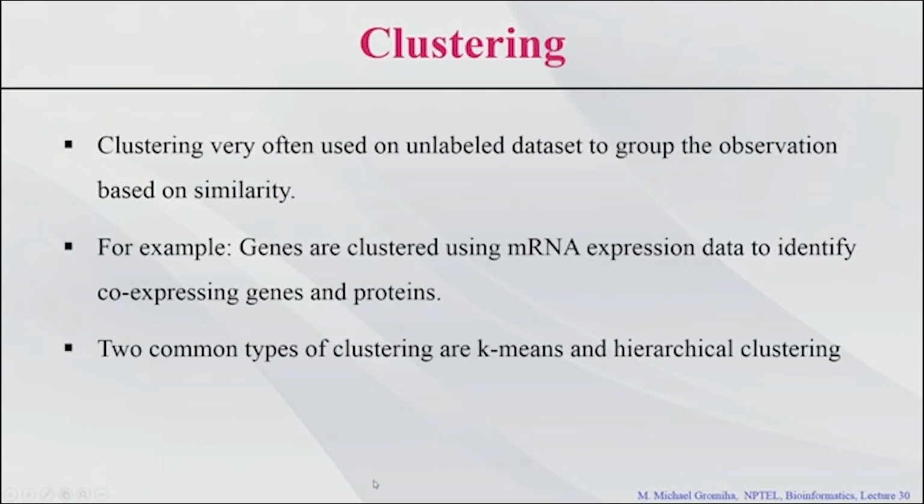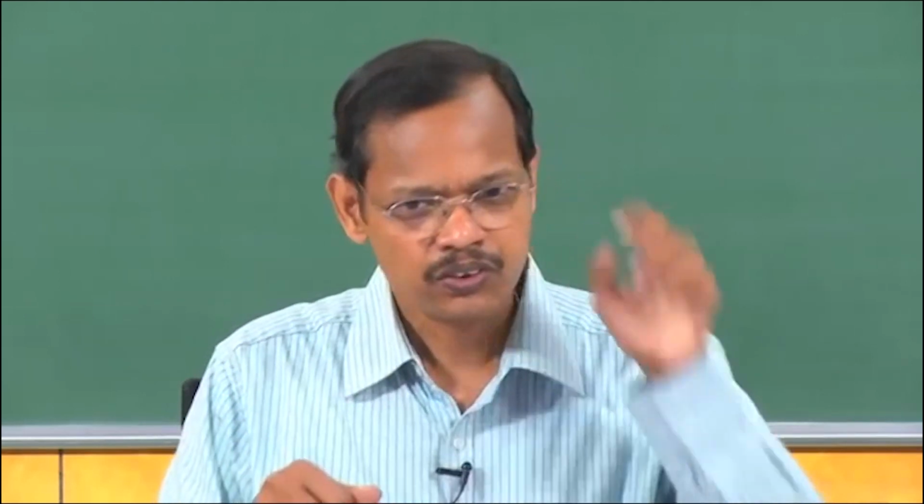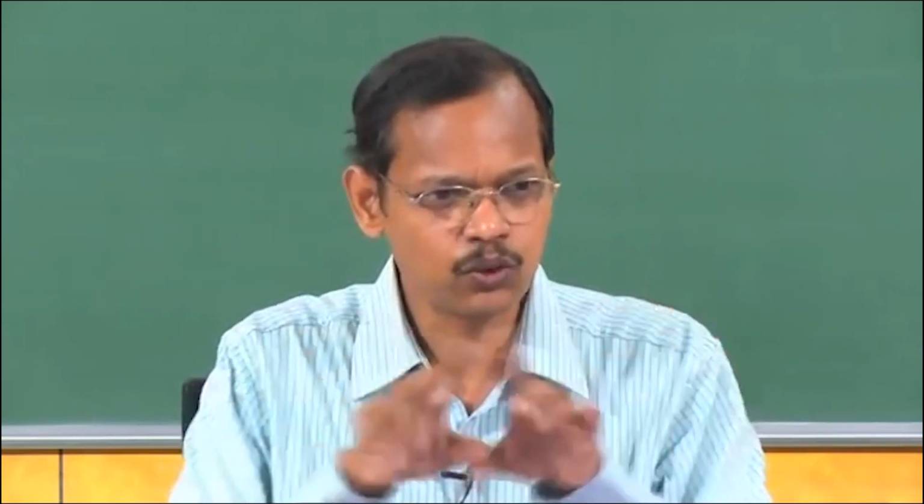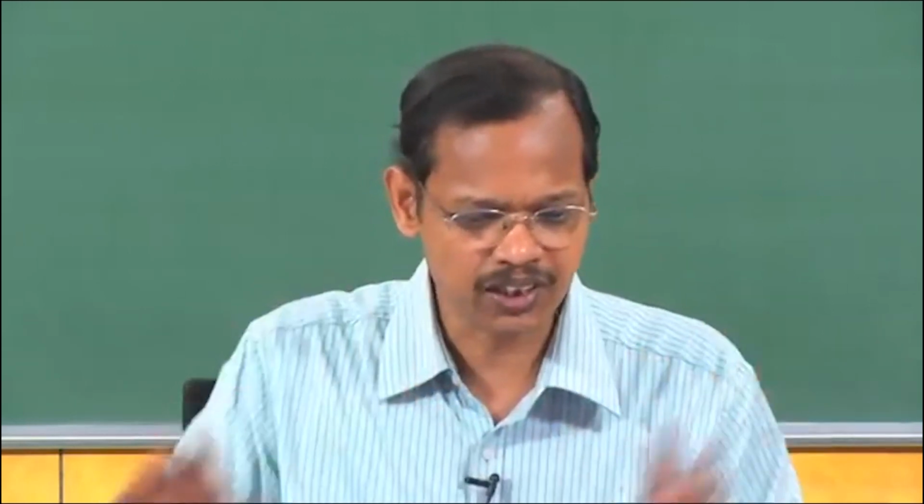Let us see how it works. We take clustering, which is one of the unsupervised learning methods. It is very often used for unlabeled data sets to group the observations based on similarity. For example, if you have a group of 100 proteins and hydrophobicity is your feature, you know the hydrophobicity value for all 100 proteins. Then you group the proteins which are very close in values. Then you move these numbers here and there, so that within each group the average difference between the hydrophobicity values is the minimum. Likewise, you can cluster.